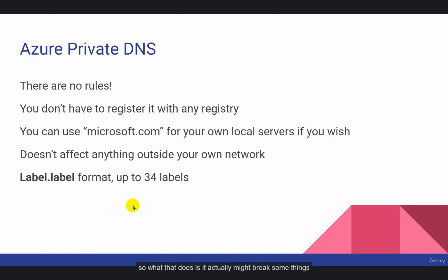And so what that does is it actually might break some things, because if your web server wants to go to Microsoft.com to do an update, for instance, then you've overridden the DNS with your private DNS. That is more commonly done for dev.local, production.local, staging.local. You can create labels for servers that only have private IP addresses and don't have public IP addresses.